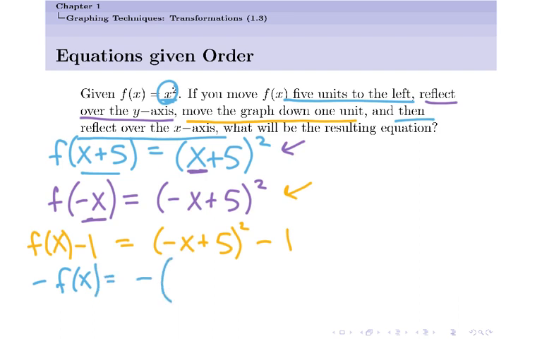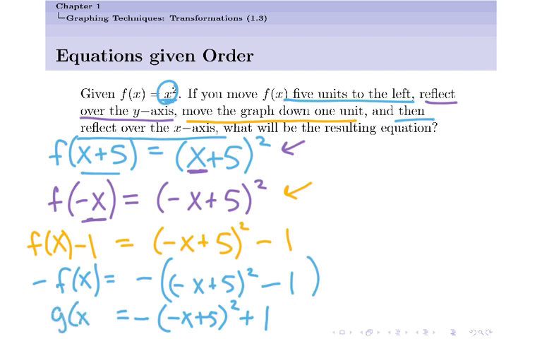When I negate this entire function, do you see that I have to distribute here? So this becomes negative this term squared. Notice how I'm not allowed to bring that negative inside the squared binomial. And a negative times a negative gives me a positive 1. So my final graph, we'll call it g of x, is equal to this. Follow the rules and follow the order exactly.